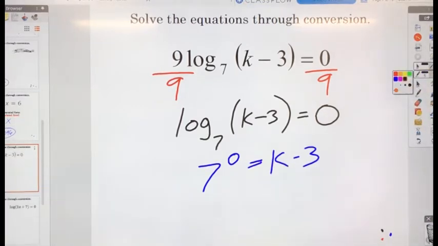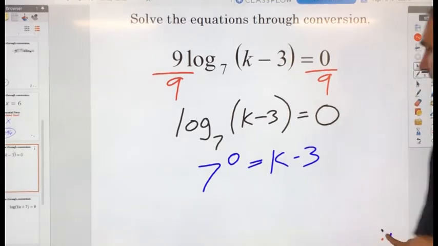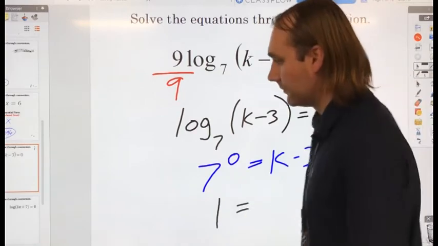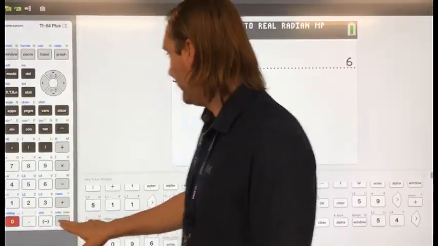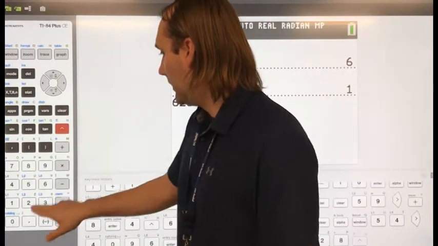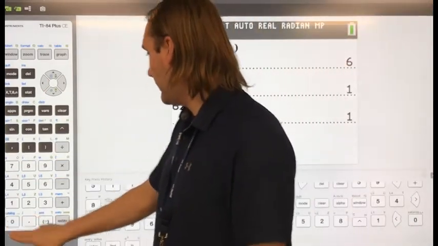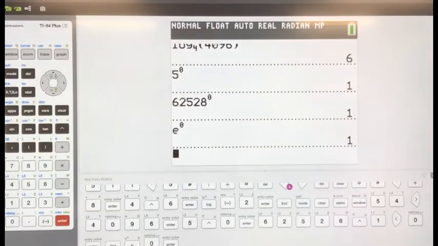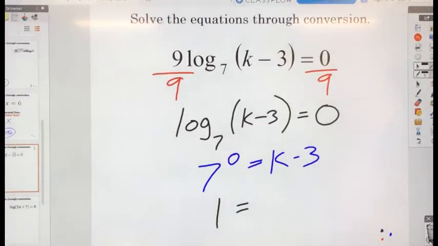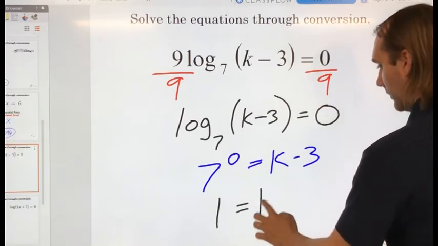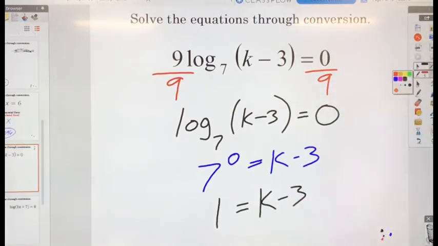What's 7 to the 0 power? 1. I didn't teach on that. How'd you know that? What's anything raised to the 0 power? It is 1. We learned this a while back. Everything to the 0 power is 1. How did I forget that? Even if I take good old e, which is an irrational number, and I raise it to its 0 power, it's going to be 1. So thank you, JD, for not saying 0.